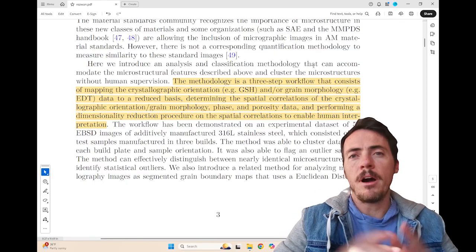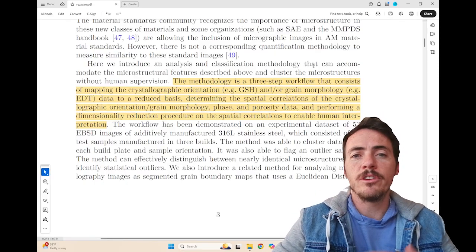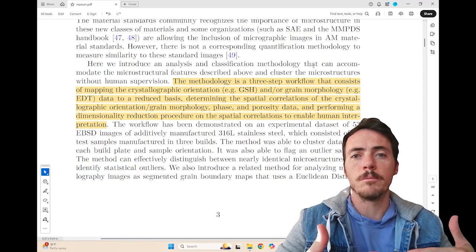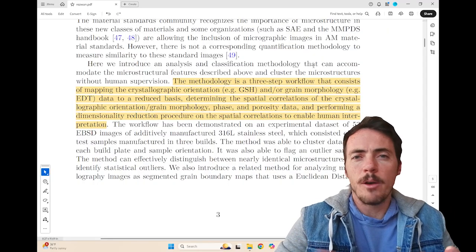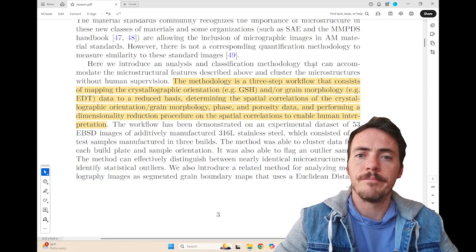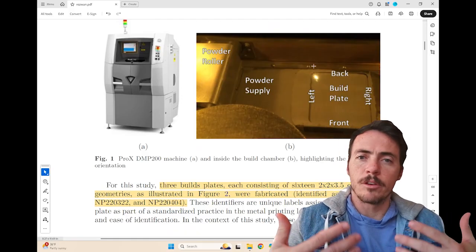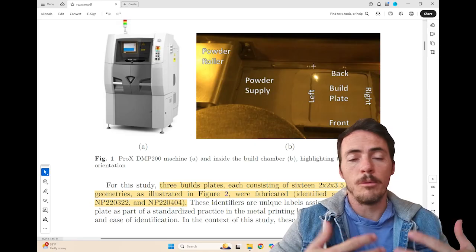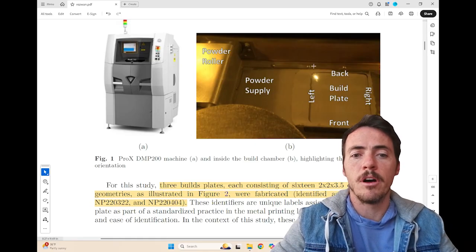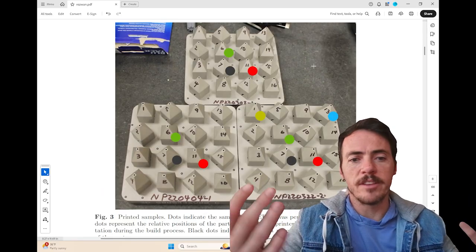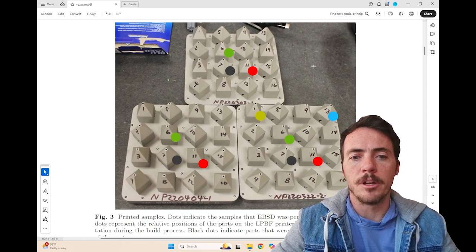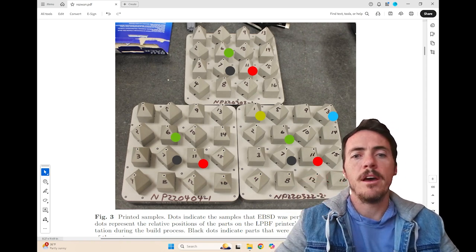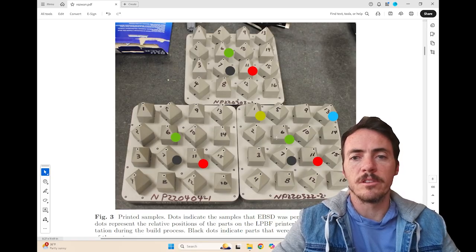The underlying hypothesis of this paper is that they're going to use these tools in conjunction with a feature reduction step and then a machine learning step to try and capture differences that wouldn't be obvious to the human eye. So obviously they're going to be doing this on real parts. Here they have a ProX DMP 200 machine that's going to go about doing the laser powder bed fusion on their 316 steel. Here's an example of the types of printed samples that they're coming up with. Clearly they are varying the orientation of the samples, and the three different builds themselves are going to be distinct as well.